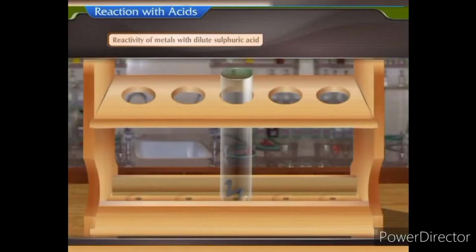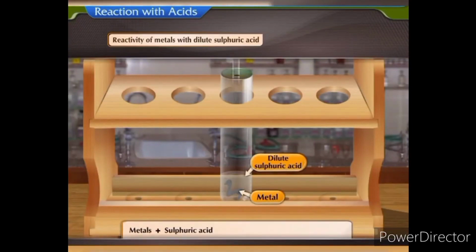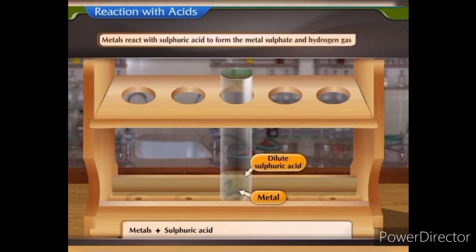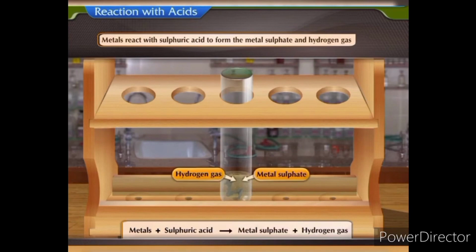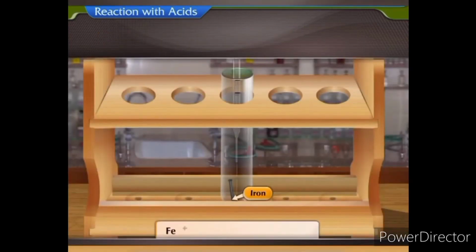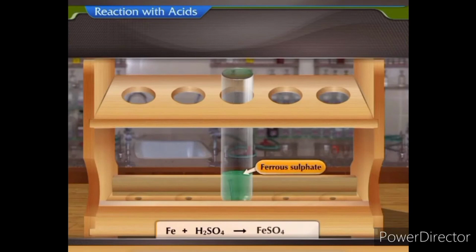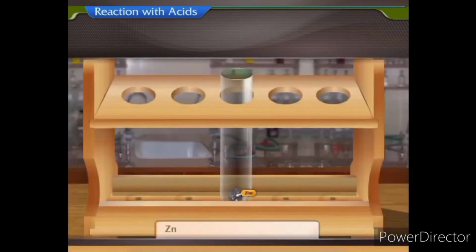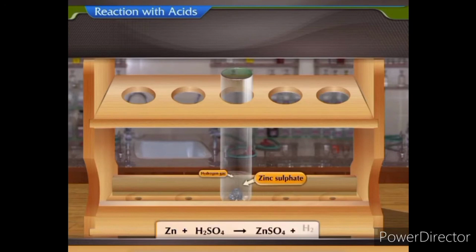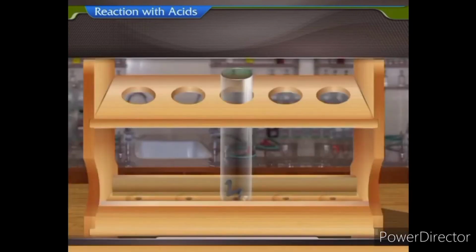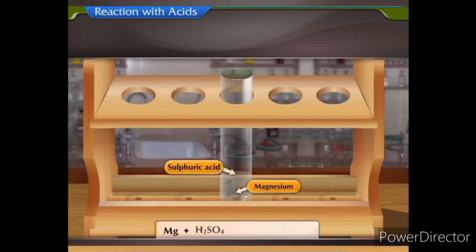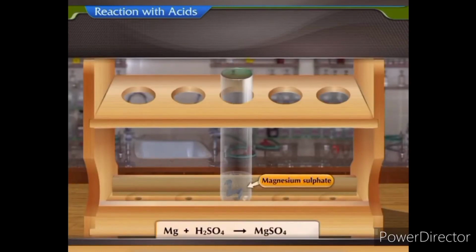Now, let us discuss the reactivity of these metals with dilute sulfuric acid. Metals react with sulfuric acid to form the metal sulfate and hydrogen gas. Iron reacts with sulfuric acid to form ferrous sulfate or iron sulfate and hydrogen gas. Zinc reacts with the sulfuric acid to form zinc sulfate and hydrogen gas. Similarly, magnesium also reacts with sulfuric acid to form magnesium sulfate and hydrogen gas.